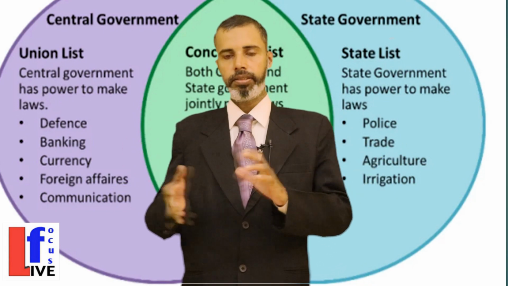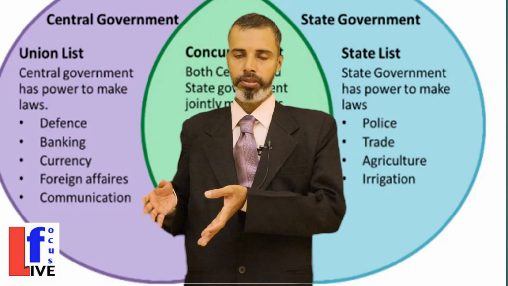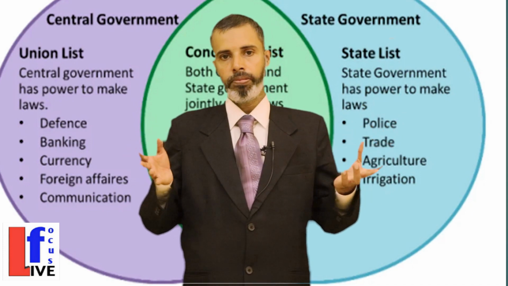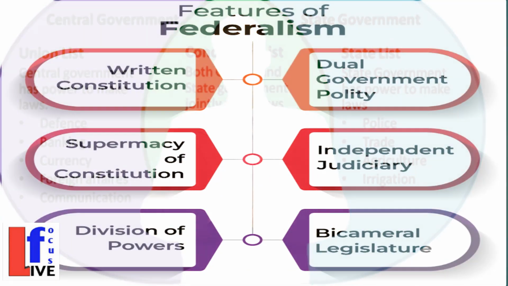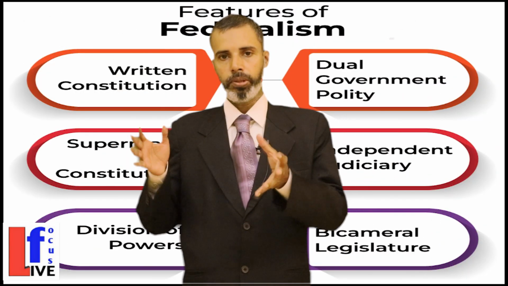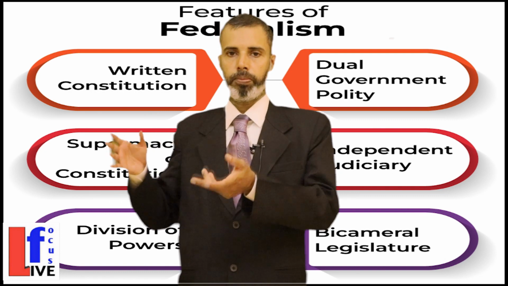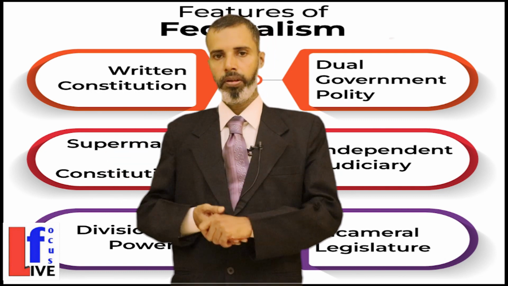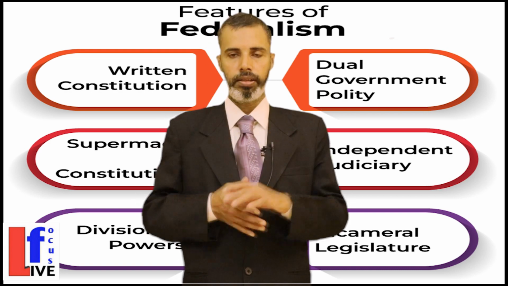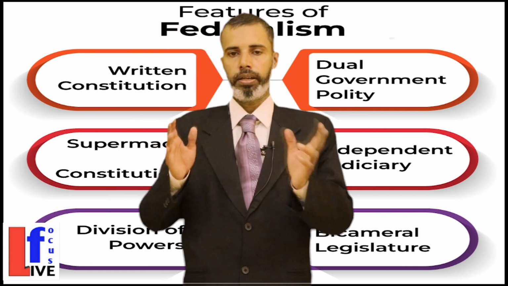As far as concurrent list is concerned, both the central government and state government will have jurisdiction, and if the central government enacted a law and the state government enacted another law, then the central law will prevail, because in the concurrent list both have got the power or jurisdiction to enact law. But as far as state list and union list are concerned, no government can enact any law regarding the other's subjects.